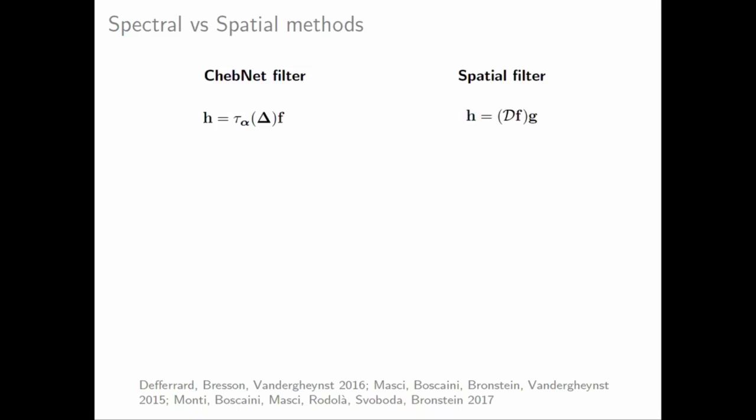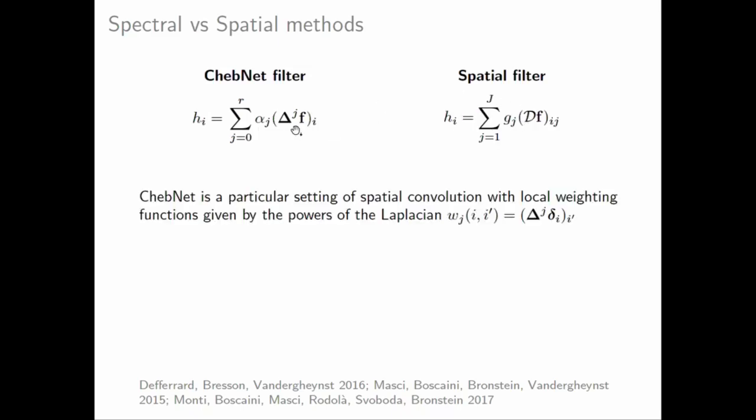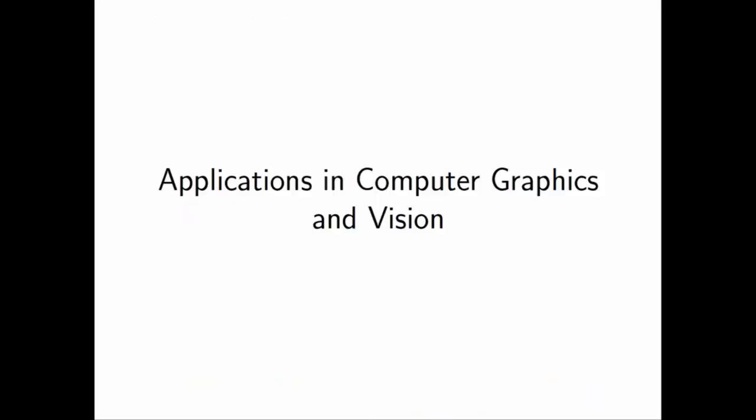If you remember, in the spectral neural network, we had some parametric function of the Laplacian operator applied to our signal f, right? In the spatial filter, we have a patch operator that is applied to our function. And in particular, in the spectral filter, we considered polynomials of the Laplacian. You can easily see that these powers of the Laplacian can be seen as a special selection of the weighting functions in the construction of our patch operator. So you can obtain the spectral construction as a particular setting of this approach.